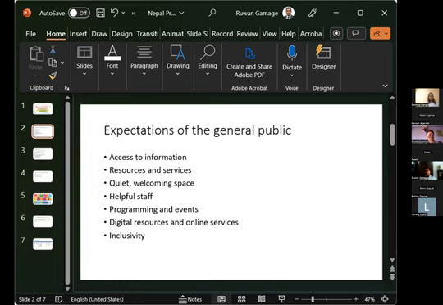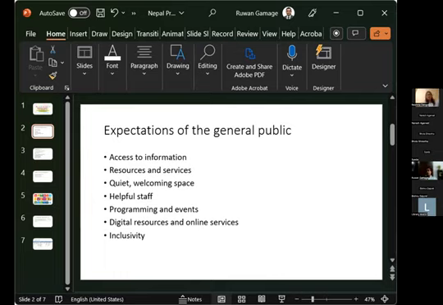And also quiet and welcoming spaces. Especially in an era where people are stressed with a lot of competition, if we can provide that, it is also a requirement from the general public. And programming and events. People of all ages need services like book clubs, author talks, literary programs, technology training, and a lot of others. And digital resources and online services are also very much required.